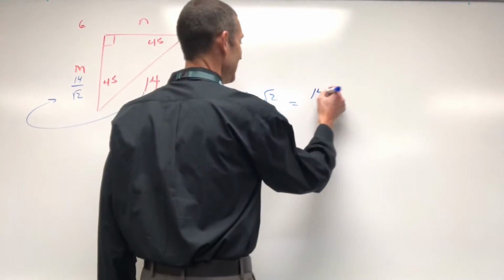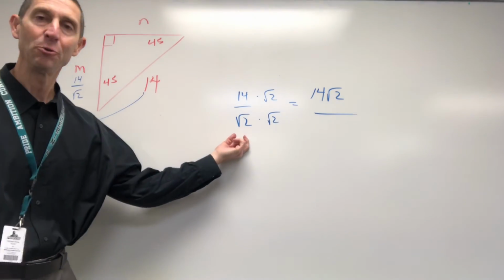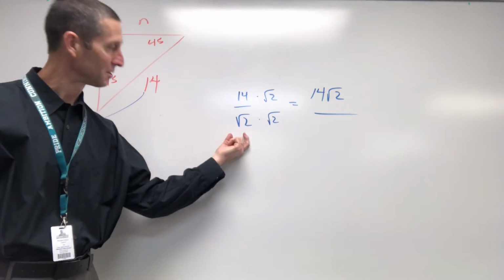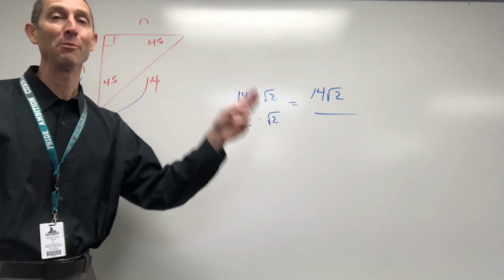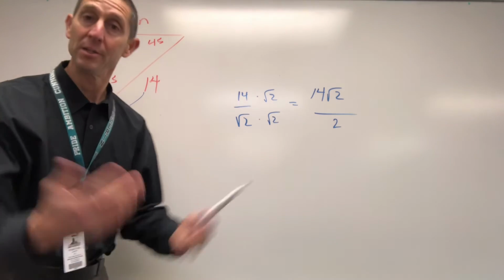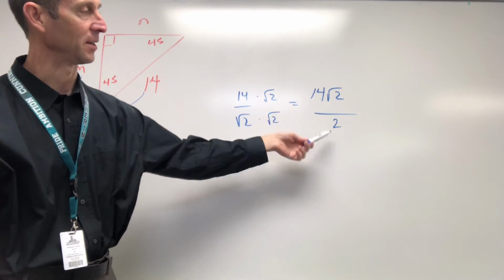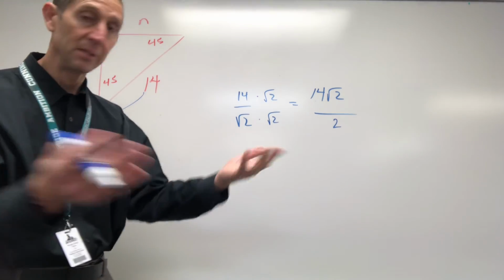The top's easy. That's just 14 times the square root of 2. The bottom's that cool math trick that you just learned. Square root of 2 times square root of 2 is square root of 4, which is just 2. So it's a pretty cool little trick. And then don't forget, if there's an outside number, you got to see if you can simplify that. 14 divided by 2 is 7.